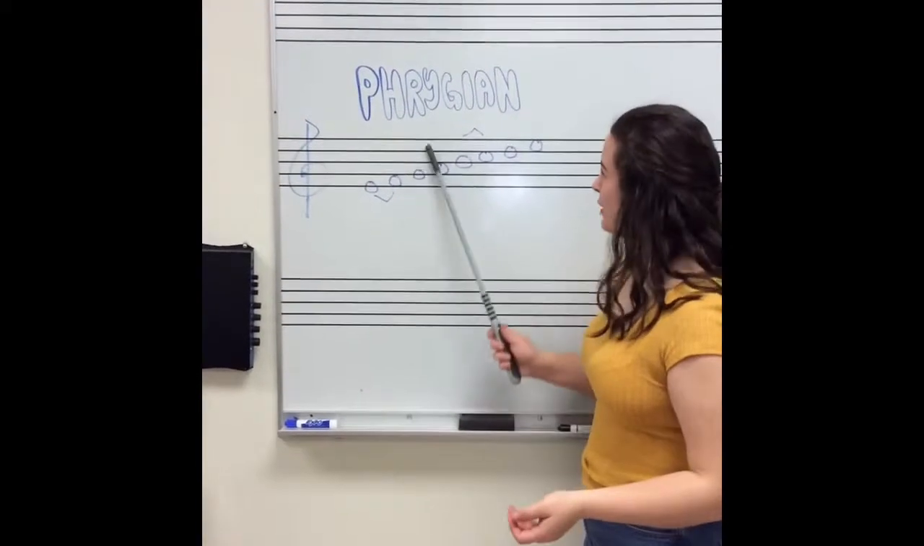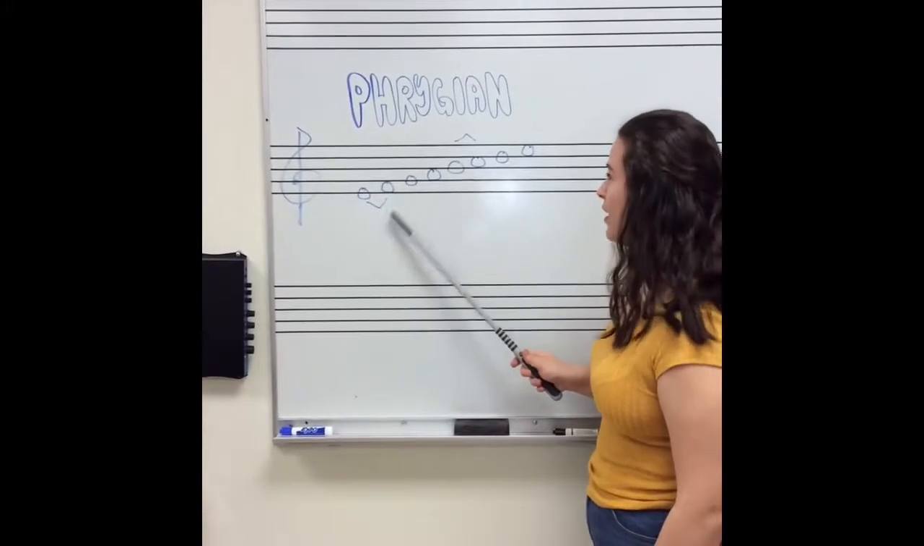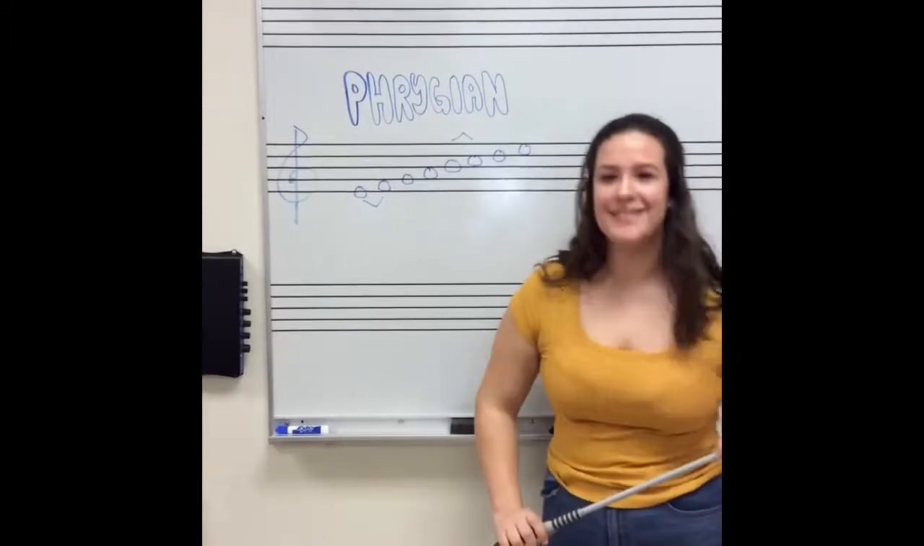So, next we have the Phrygian mode. It starts on an E and has half steps between 1 and 2, as well as 5 and 6. It sounds like this.